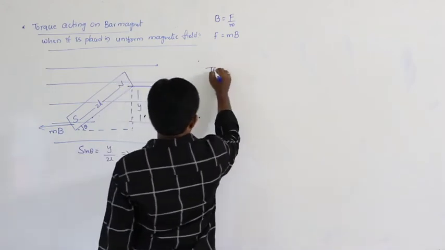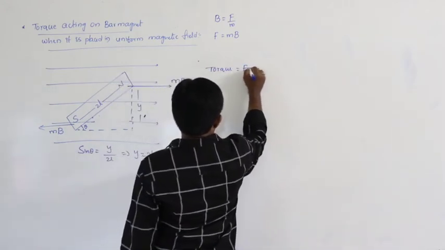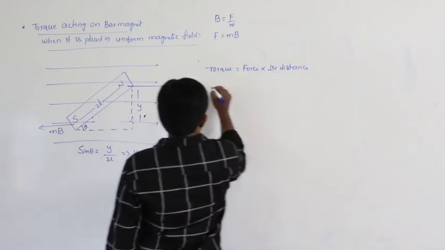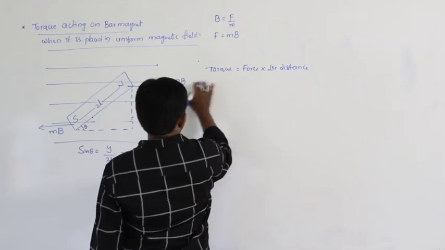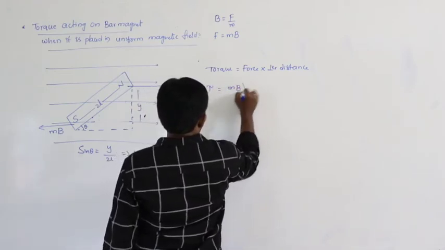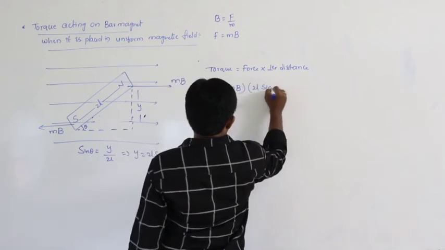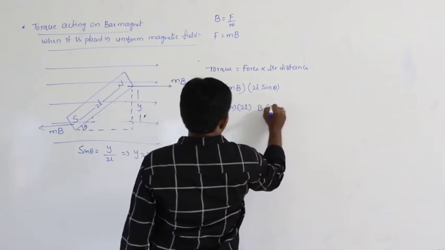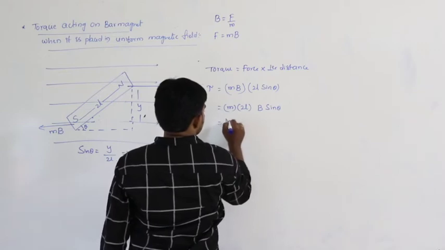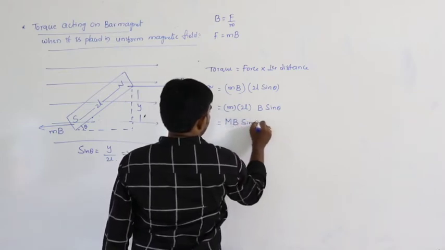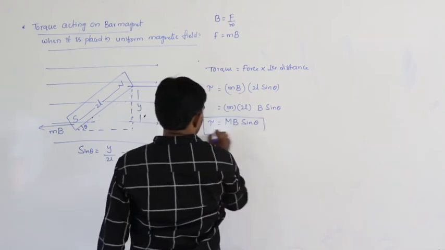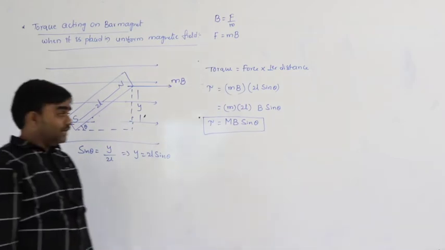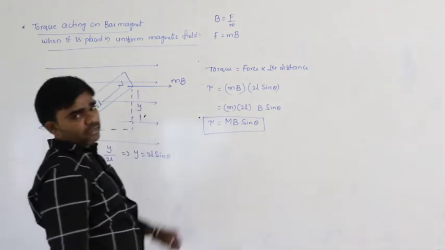So from this torque is equal to force into perpendicular distance. So tau is equal to force mB into perpendicular distance 2L sin theta. So that is m into 2L into B into sin theta. Small m into 2L is capital M. So tau is equal to MB sin theta. This is the magnitude of the torque acting on a bar magnet when it is placed in uniform magnetic field.